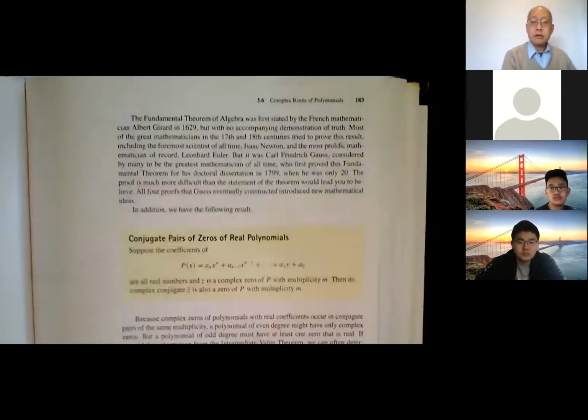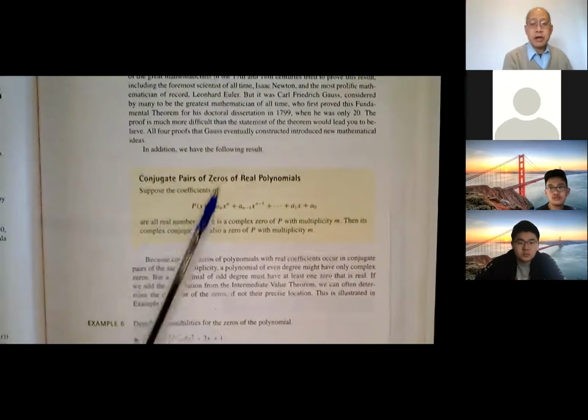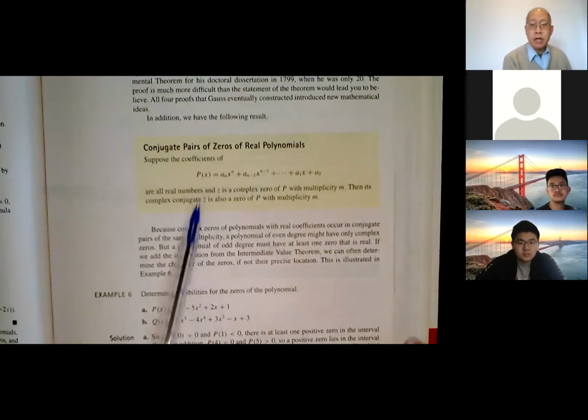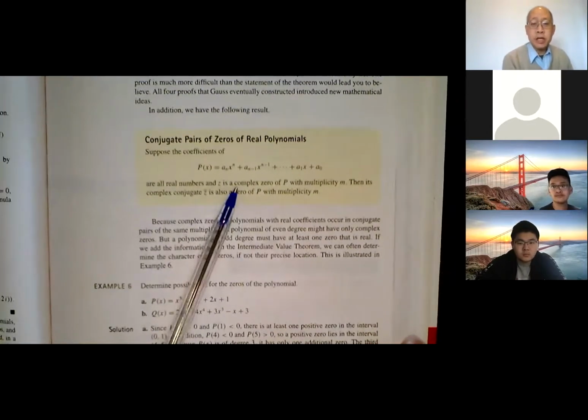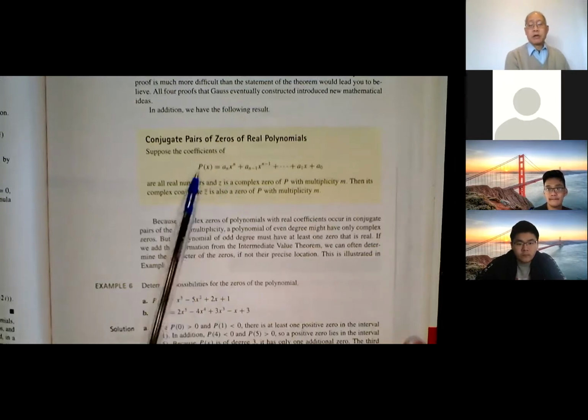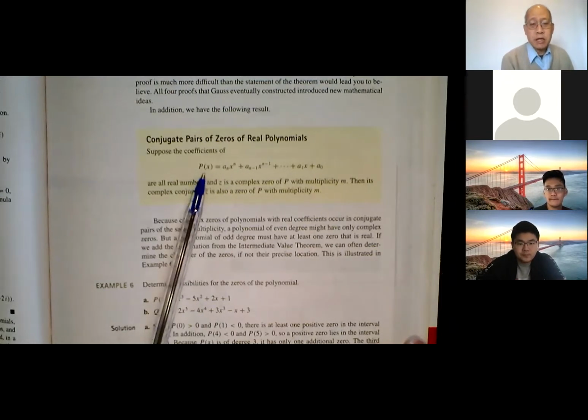Okay, then the other biggie is the conjugate pairs of zeros. If we have real coefficients of a polynomial, complex zeros are always in conjugate pairs. So whenever you have a plus bi as a solution, you automatically have a minus bi. So let's pretend one of the solutions comes out to be 2 minus 5i. You automatically have 2 plus 5i.